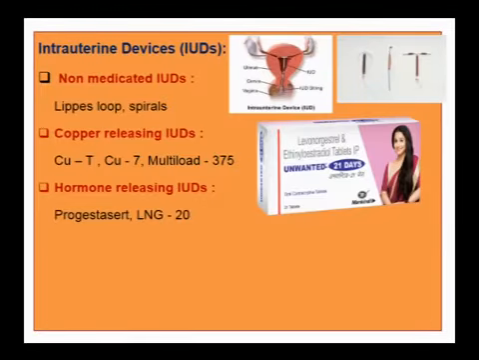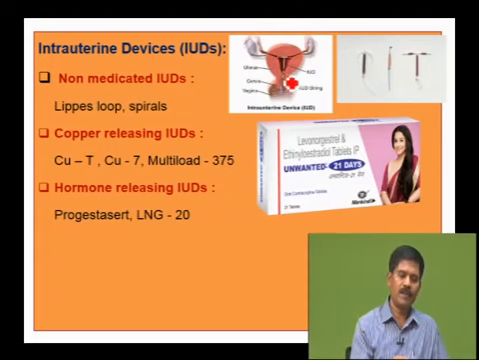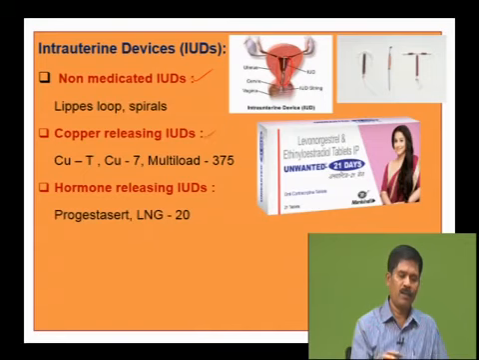Intrauterine devices. Intrauterine devices are the plastic or metallic objects which are inserted into the uterus by expert gynecologists. So these devices remain in the same place for many years till the female desires to postpone pregnancy. There are three different types of intrauterine devices, namely non-medicated IUDs, copper releasing IUDs, and hormone releasing IUDs.